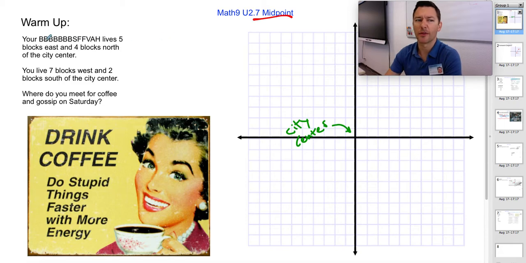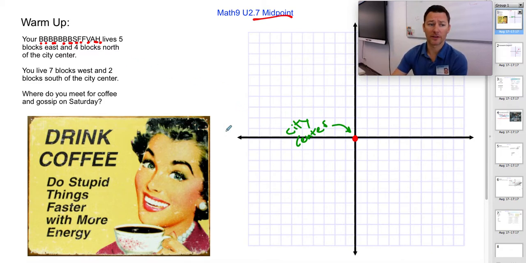So this is what I'd like you to think about. Your best, super favorite friend forever. Your friend lives 5 blocks east and 4 blocks north of the city center. Here's the city center in the middle. You live 7 blocks west and 2 blocks south of the city center. Where do you meet for coffee and gossip on Saturday?